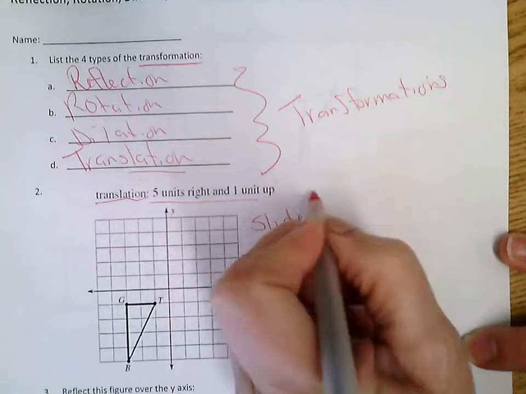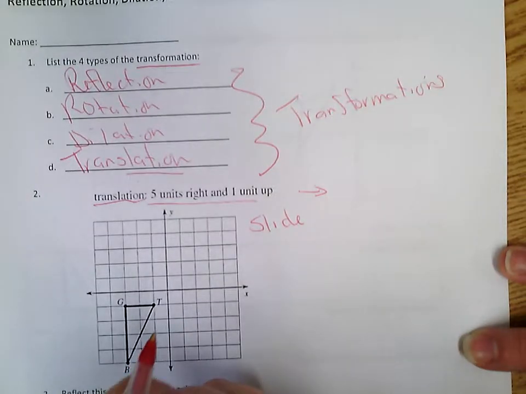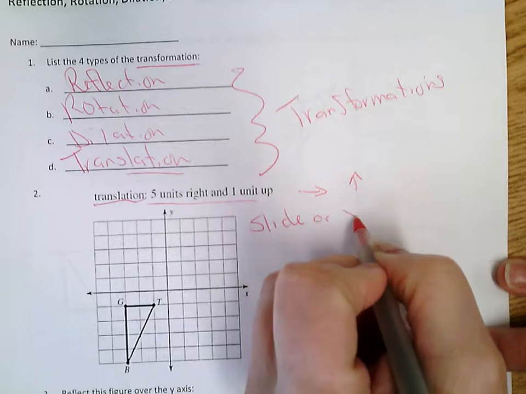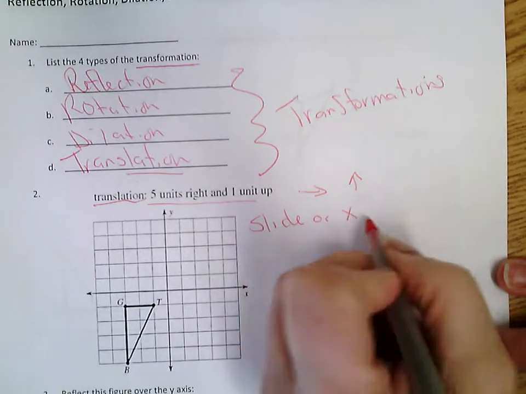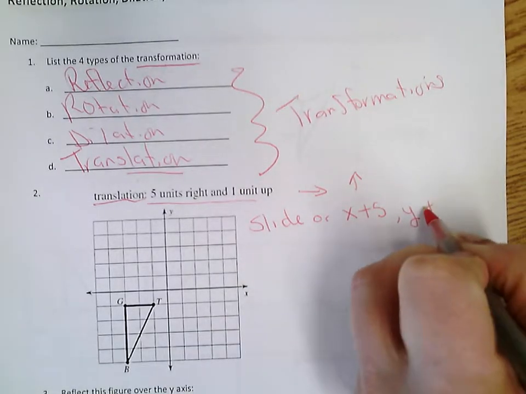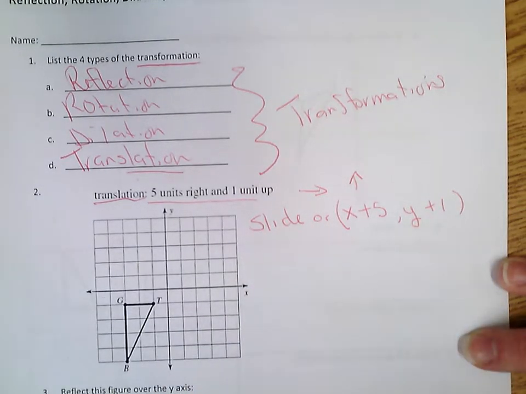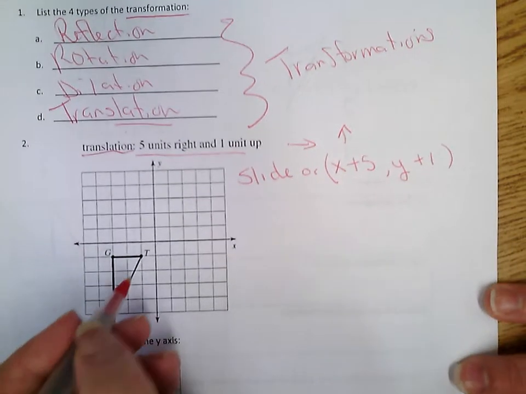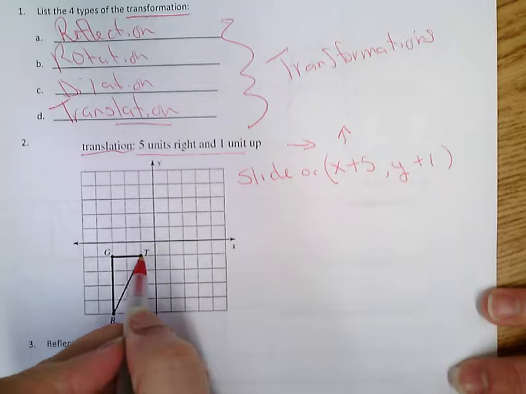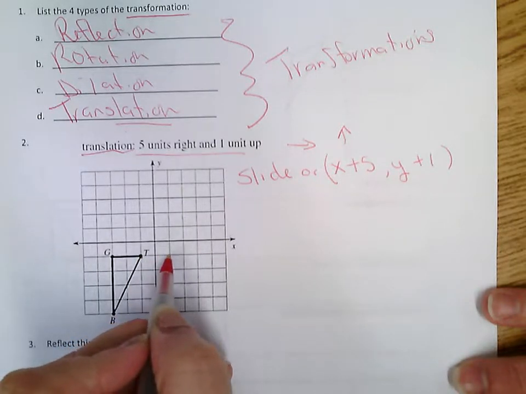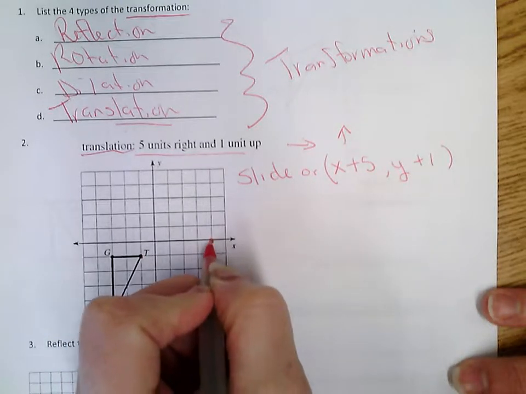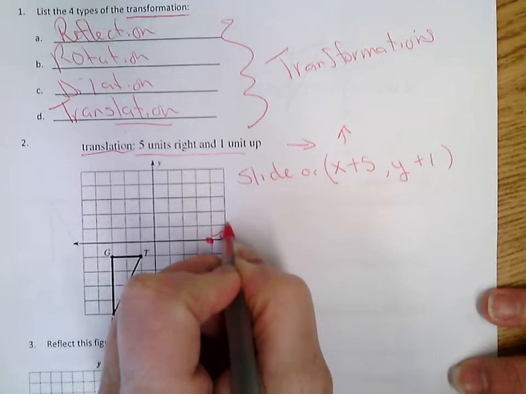5 units to the right. This is to the right and up. Or we're taking our x component of our point, we're adding 5 to it, and we're going to take the y and add 1 to it to get a new point. So let's explain. Down here we have point T. If we take this point 5 units to the right, 1, 2, 3, 4, 5, and 1 unit up, that gives us our point right here of T prime.